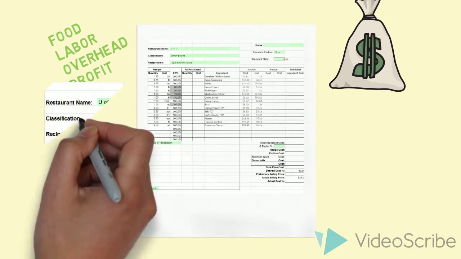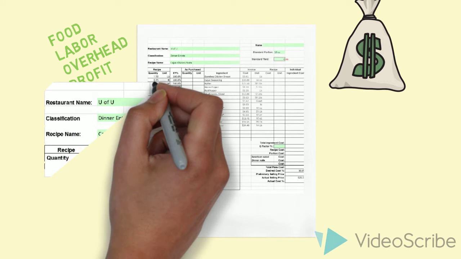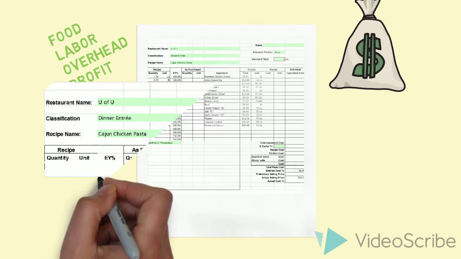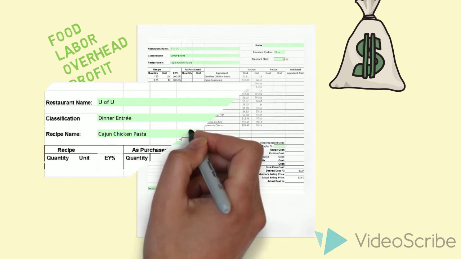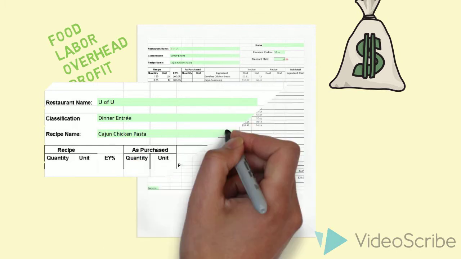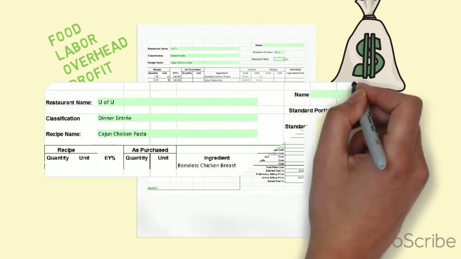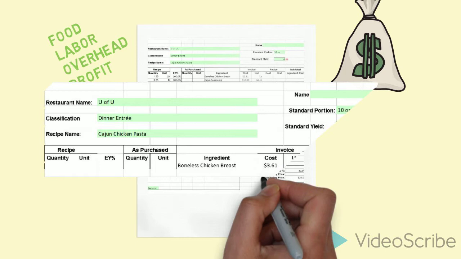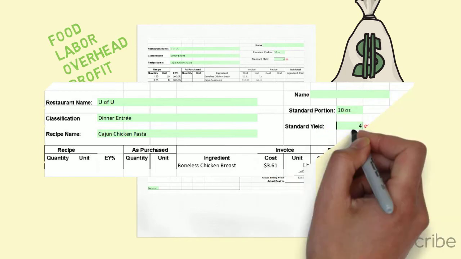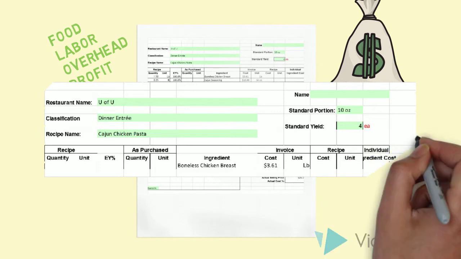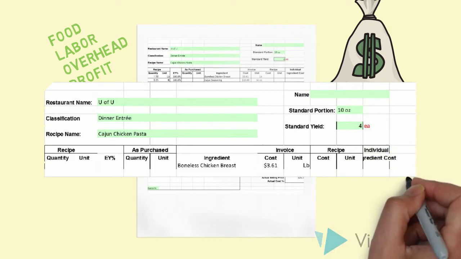Today's cost card is the Cajun chicken pasta. This uses a boneless chicken breast, and it costs the University Dining $3.61 per pound according to the invoice cost. So what we need to do is put the recipe amounts, find out what our as purchased amount is going to be, get our recipe cost per unit, and then get the individual ingredient costs.